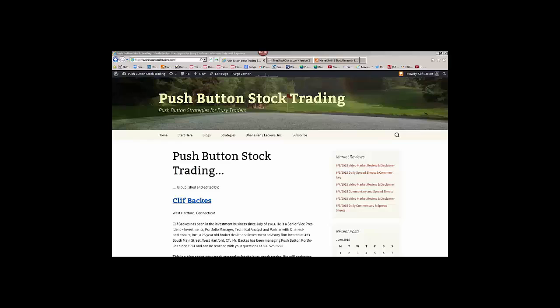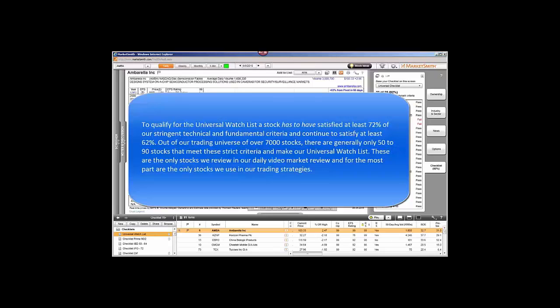Let's take a look at some stocks that we may be interested in watching, but before we do, just a note. All of the individual stocks that we talk about in our video market reviews are from our universal watch list. To qualify for our universal watch list, a stock has to have satisfied at least 72% of our stringent technical and fundamental criteria and continue to satisfy at least 62%. Out of our trading universe of over 7,000 stocks, there are generally only about 50 to 90 stocks that meet these strict criteria and make our universal watch list. These are the only stocks we review in our daily video market review, and for the most part, they're the only stocks that we use in our trading strategies.